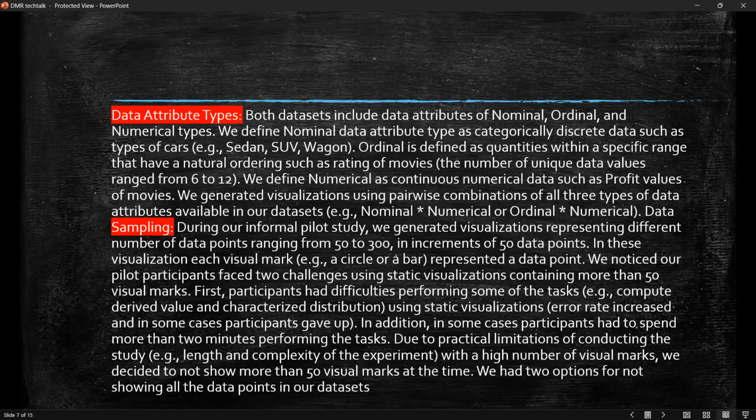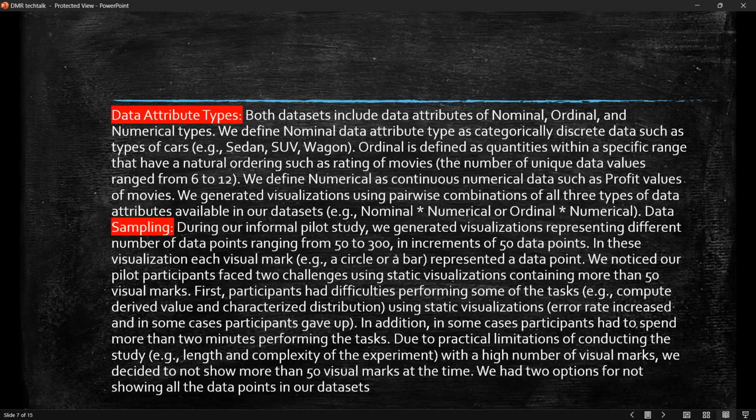We noticed our pilot participants faced two challenges using static visualizations containing more than 50 visual marks. First, the participants had difficulties performing some of the tasks, for example, compute derived value and characteristic distribution using static visualizations. Error rate increased, and in some cases, participants gave up. In addition, in some cases, participants had to spend more than 2 minutes performing the task.